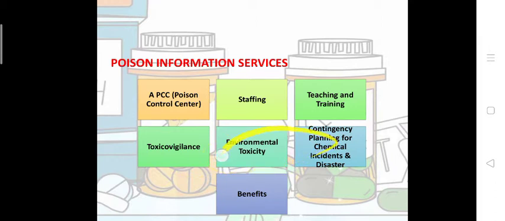He will be, I can say, a master's in toxicology, or a physician who has more knowledge regarding toxicology. Then we have environmental persons who have information regarding the environmental chemicals which are creating toxicity, and chemical incident disasters. Together these people are working in poison information services.